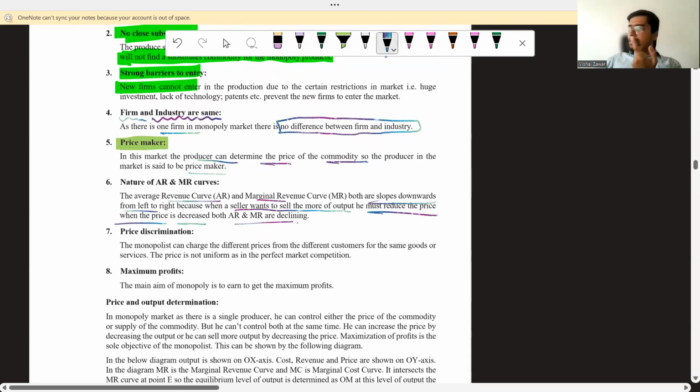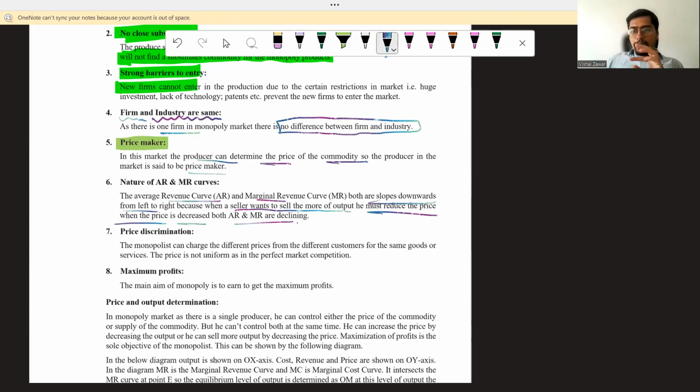Moreover, like I told you, only in perfect competition you need not change the price to sell more. At the existing price only, you should be able to sell the full quantities. Even if you change the price, you cannot disrupt the market.